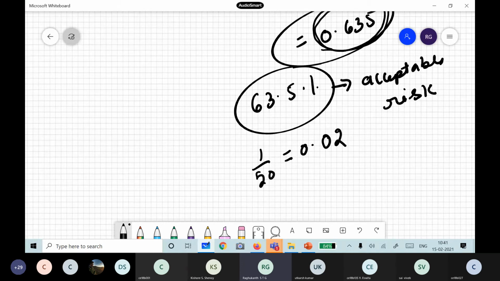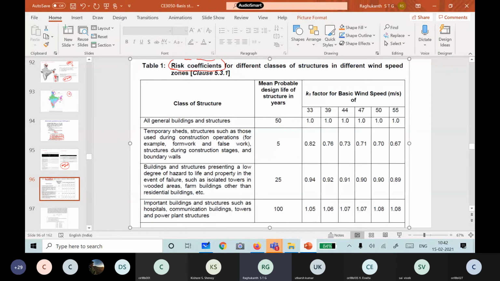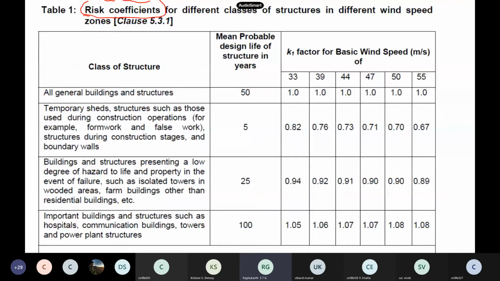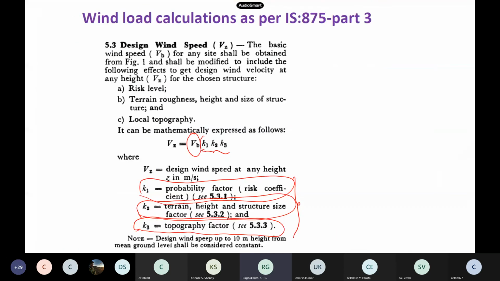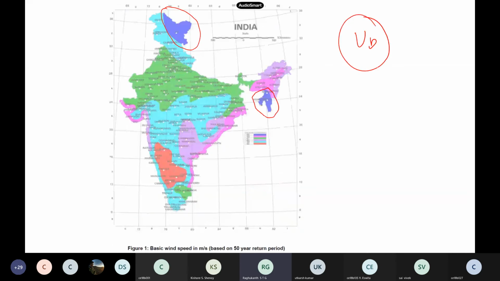Now once you know your risk level, it is very easy for an insurance company. The insurance company will fix premiums on these numbers itself. So this is a catch in our IS 875 part 3. Now what is the design life here? 50 years. So my K1, that factor I showed you, which is given in this expression K1, is a risk coefficient actually. Now you can clearly see in this figure, the 50-year return period.